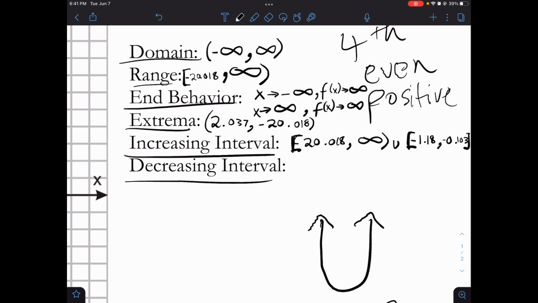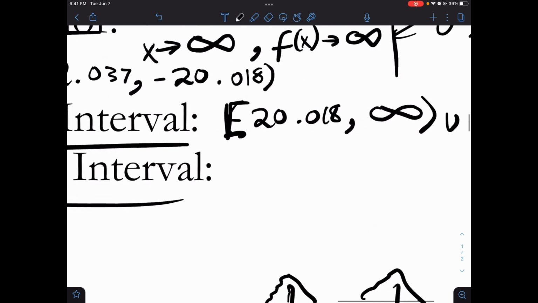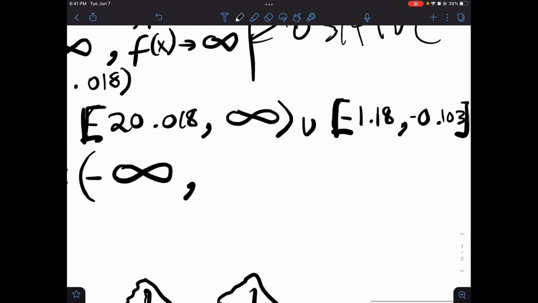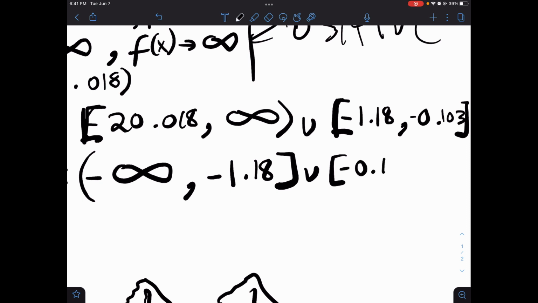And now our decreasing interval, there are 2 of these as well. So it goes from negative infinity, which is not included, to negative 1.18, which is included. And then it goes from negative 0.103 to negative 20.018, both of which are included.